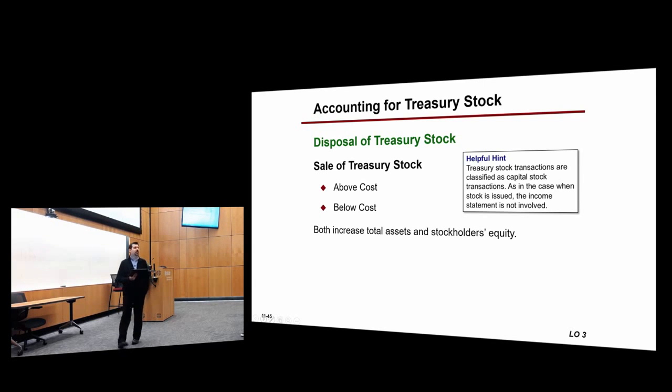Now we'll talk about when the company decides to dispose of treasury stocks. They can sell treasury stocks either at above cost or below cost. If you remember in the example, they bought it at $8. They purchased it at $8. When they sell it back to investors, in this case they will increase both assets and equity. They will have more shares outstanding, right? So let's see how this happens.